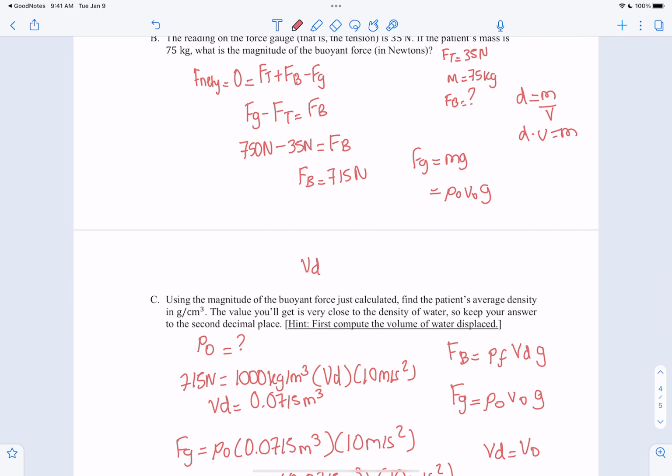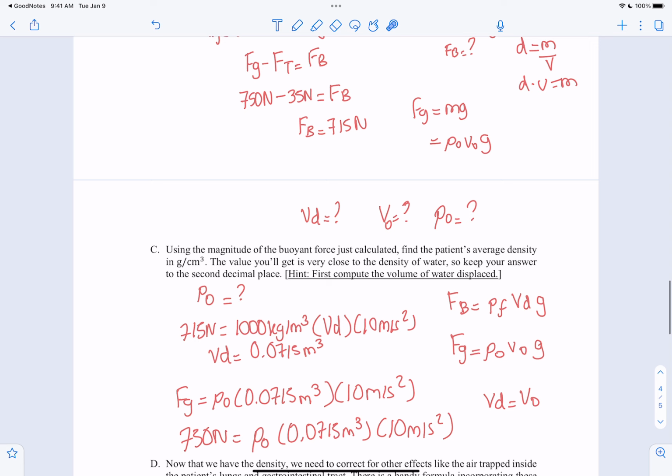We don't know what the volume displaced is. We don't know what the volume of the person themselves is, and we don't know what the density of the patient is, right? Those are basically our three unknowns. Well, since we know that the patient is completely submerged, VD should equal VL, right? And we know that the density of our fluid, the water, is 1,000 kilograms per meter cubed, right?